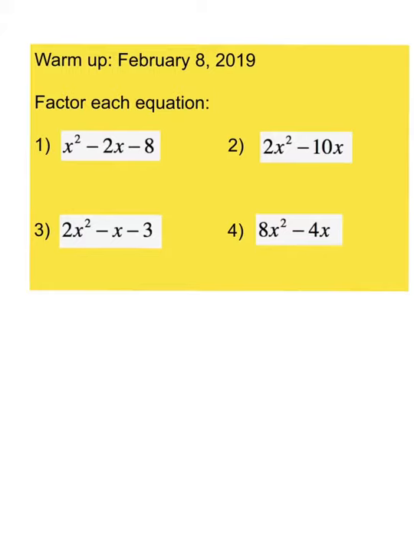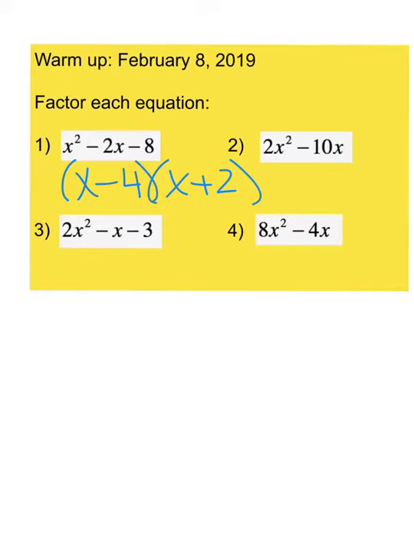Otherwise you can list out the factors of -8. And then we should get -4 and +2. You can check by distributing. X times x is x squared. 2x and -4x combine to give you the -2x, and then -4 times 2 gives you -8.